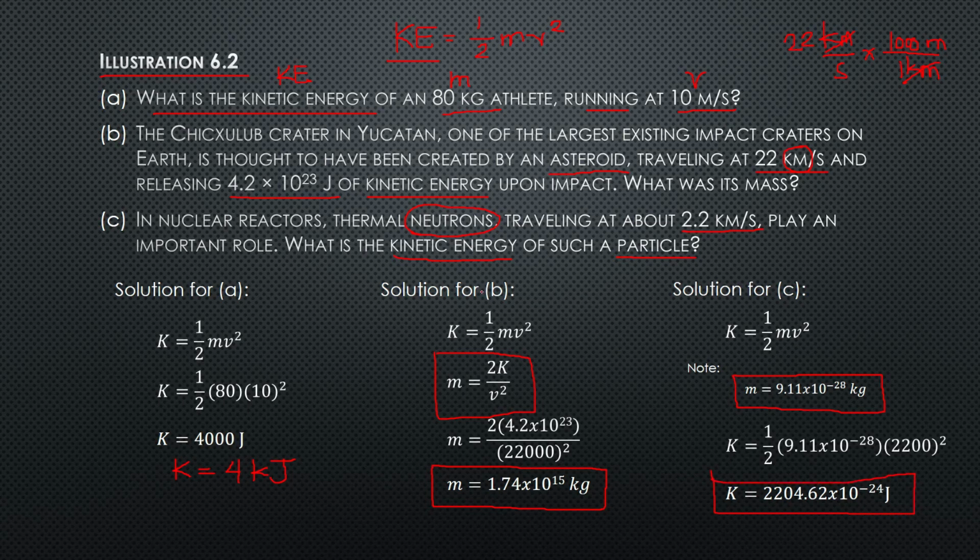Based on these problems, they are only direct substitution into the formula 1/2 mv squared, but you can also solve for mass, like in problem letter B, or you can solve for the velocity. So what is the formula for velocity based on this formula? This will be the formula for the velocity: the square root of twice the kinetic energy divided by mass.